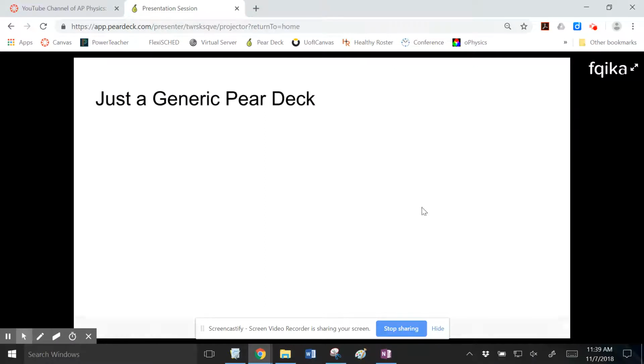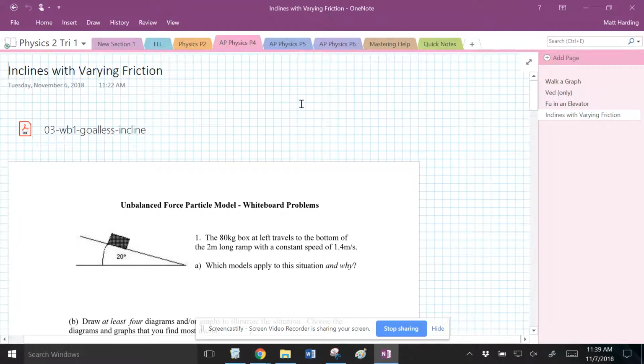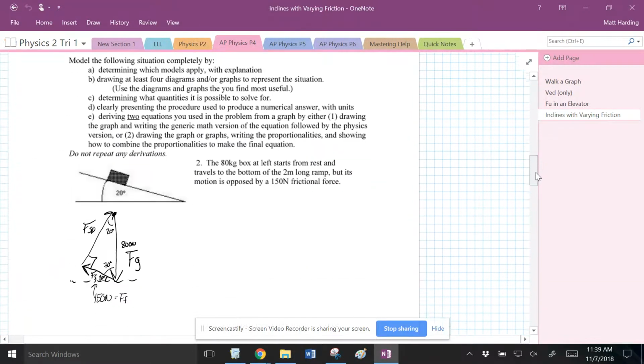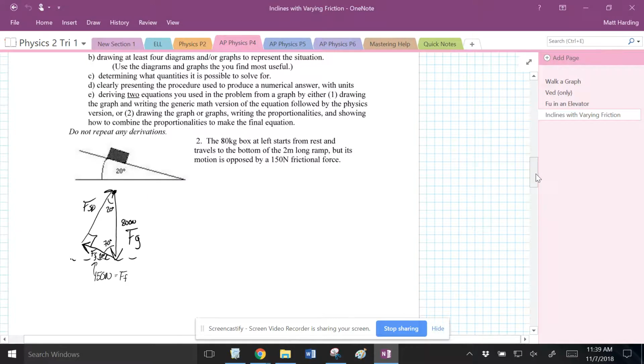Oh, here we go. This is what I was looking for. So OneNote. We talked yesterday. Where'd that go? Oh, we moved it. Okay. So I moved this down here to the next page. This is part 2. It's an 80 kilogram box. It starts from rest, travels to the bottom in 2 meters, or that's how far it goes. But the motion is opposed by a 150 Newton frictional force. So you know what the frictional force was in the initial CVPM case. Now if we have less friction, if it's only 150 Newtons, what's going to happen? That's what we're going to check out here.